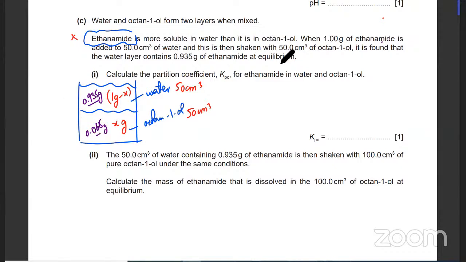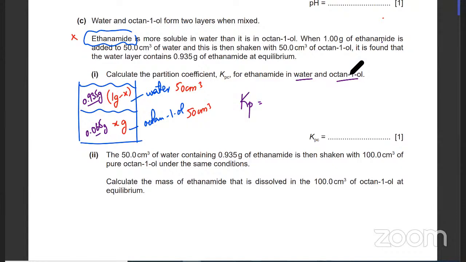So he's saying calculate the partition coefficient of ethanamide in water and octan-1-ol, so water would be your numerator and octan-1-ol would be your denominator. So you'll find K_PC. Why do we keep water as a numerator? The way you write the expression, you don't always keep the water as the numerator. The one that comes first, that's your numerator. The one that comes later, that's your denominator. I mean, in the statement.